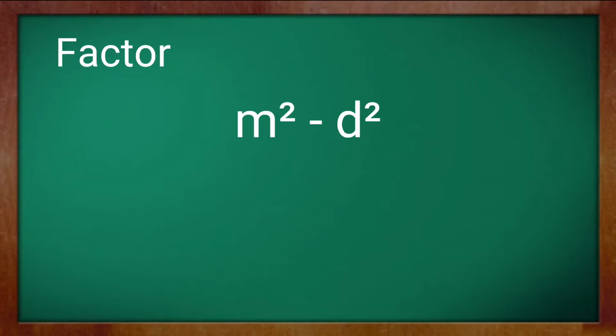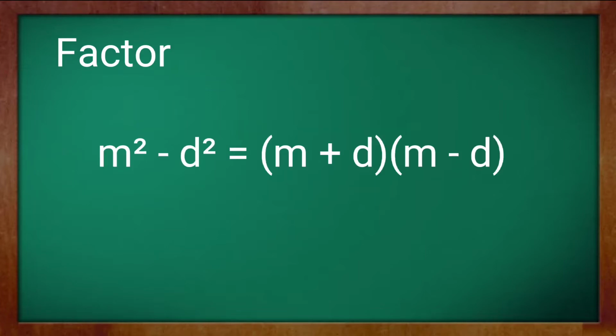Factor m squared minus d squared. The square root of m squared is m, the square root of d squared is d. The factors are m plus d and m minus d.